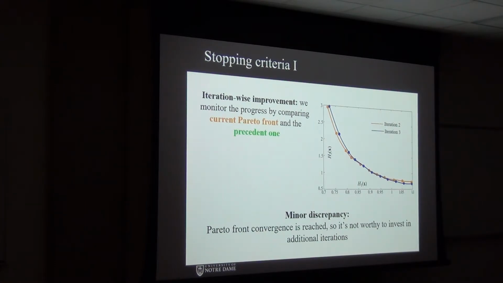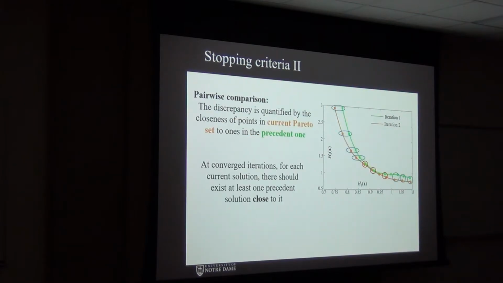Also, this allows you to say that in some parts I have converged, in some other parts I haven't converged, so I should put more focus on improving the Pareto front in this domain. Here you can see you have converged here, you haven't converged in some other location. So, okay, but what does close mean?